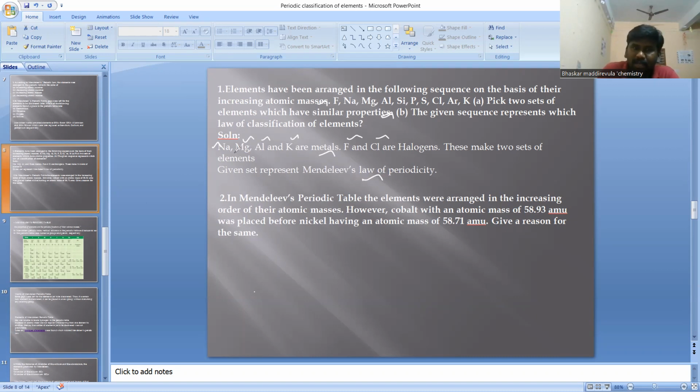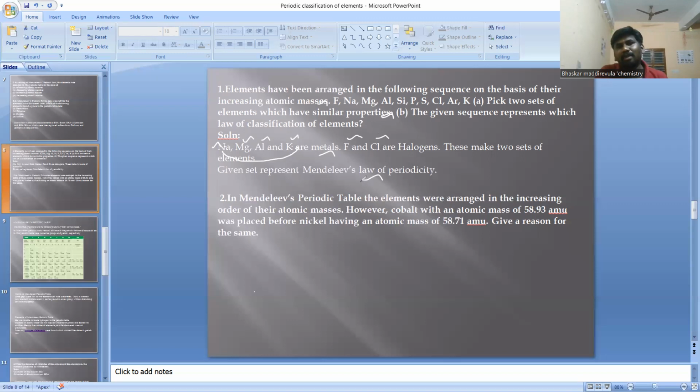Okay. And magnesium will be separate. This sodium will be in one set. One group: sodium and potassium in one group. And a separate group: magnesium separate. These are in one group. The halogens are a separate group.